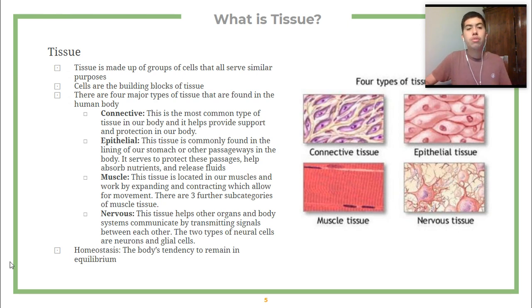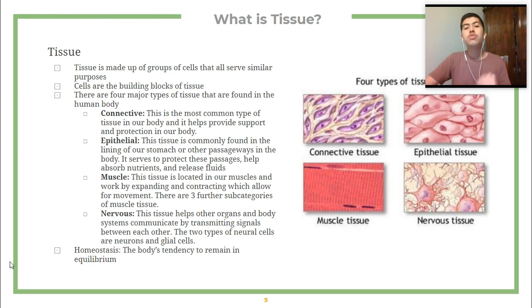What is tissue? Well, tissue is made up of groups of cells that all serve similar purposes. So all of these cells that form the tissue are all serving the same purpose of the group, and that's what tissue is. And cells are the building blocks of tissue.